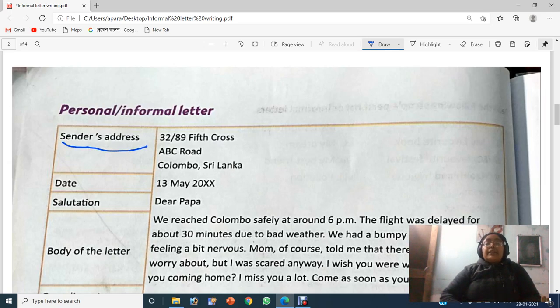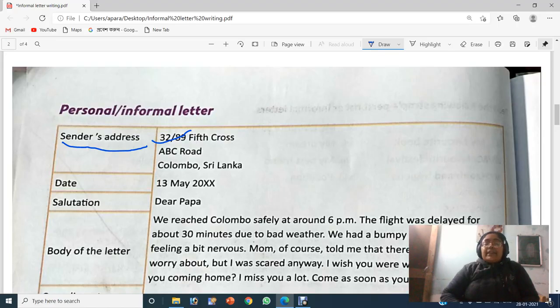So this is sender's address, and the address which is written down here, just see, 32 by 89 5th Cross ABC Road, Colombo, Sri Lanka, is only an example. When you all write the letter, you are going to write your own address. Sender's address, you are the sender.